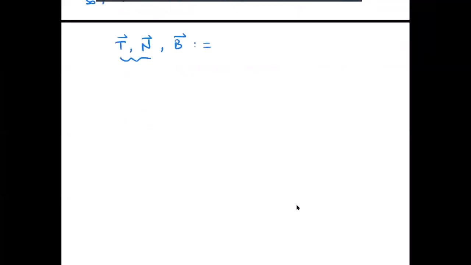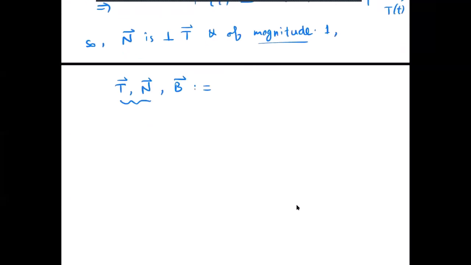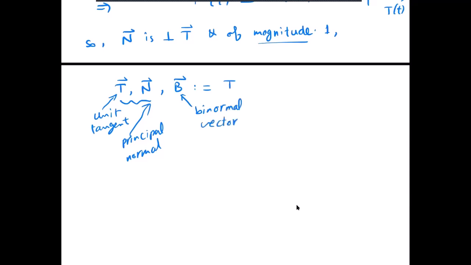Okay, if we have a moving frame of three unit vectors perpendicular to each other, the first one is the tangent vector, the unit tangent vector. N is the principal normal. And B is called the binormal. Bi means 2, so it's normal to both T and N, the binormal vector. What is the definition of B? It is T cross N.